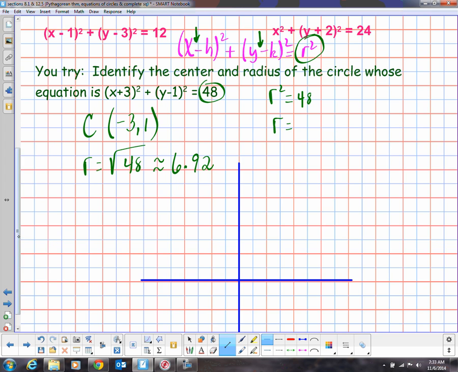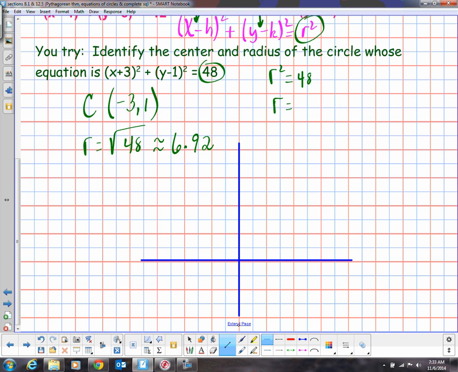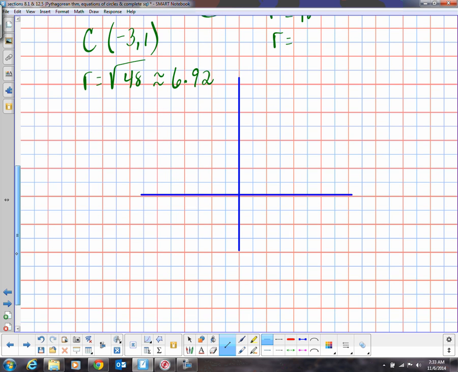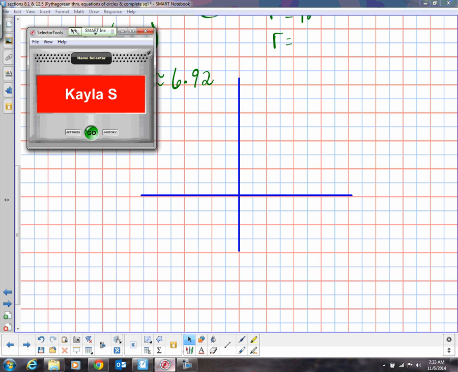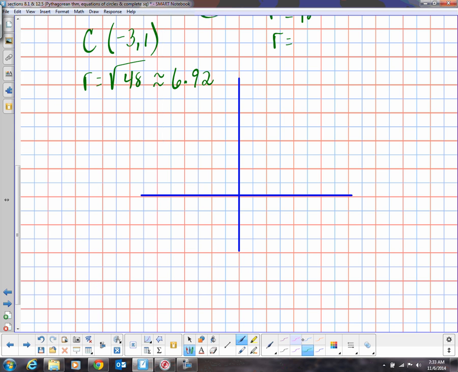And where's my center? Okay, the center needs to be plotted. How do I plot the center? Jennifer's not here. How do I plot the center? Caitlin? Which direction? Okay, and up 1.